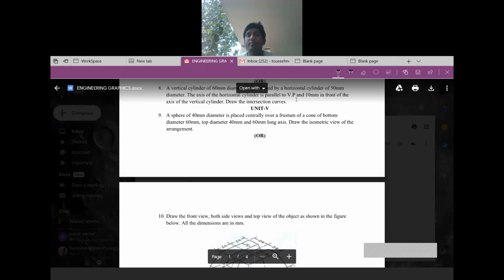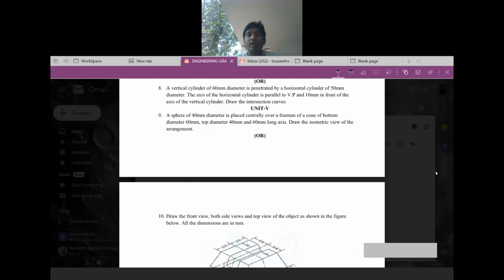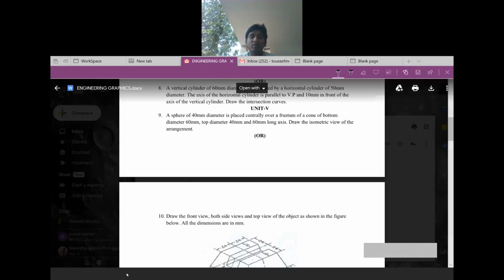Understand? Here, how much is the top diameter? The top diameter is 40 mm and the bottom diameter is 60 mm, and the given axis is 60 mm long. So we are going to draw this problem.